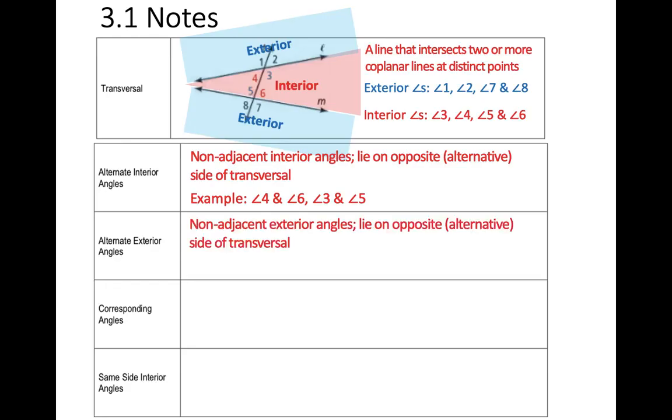Okay, so in our notes, these are non-adjacent exterior angles. They lie on opposite or alternate sides of the transversal. And in our example up above, they would be, for example, angles 1 and 7 are alternate exterior, and 2 and 8 are alternate exterior.